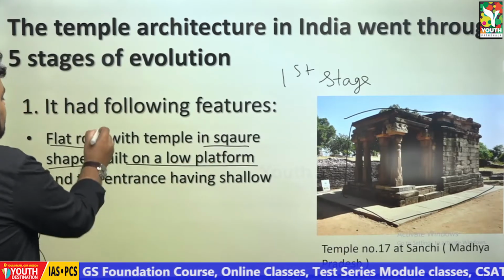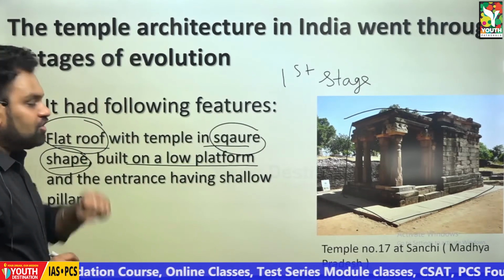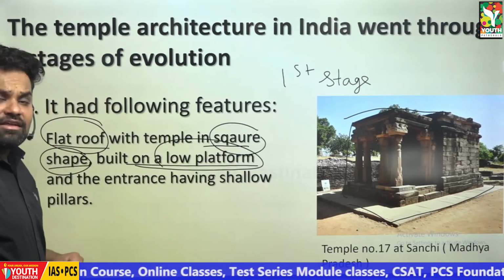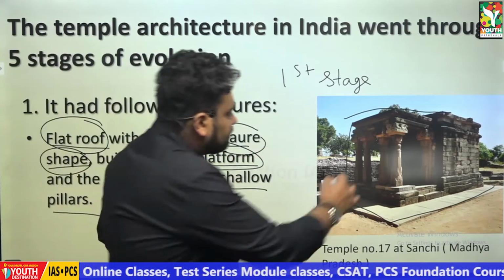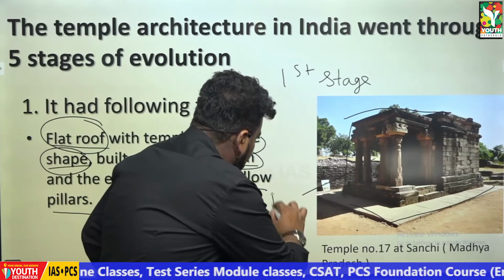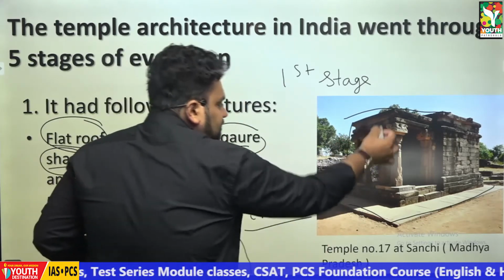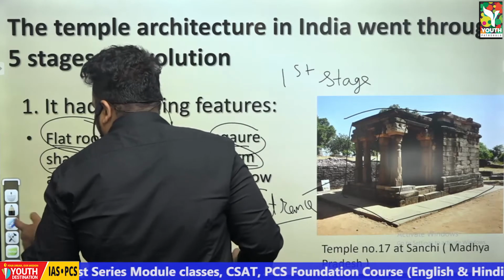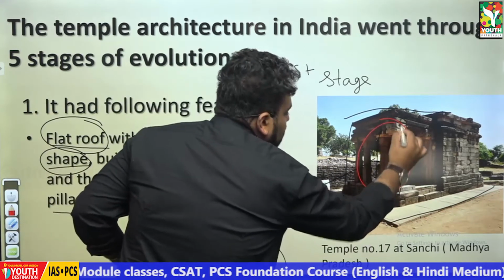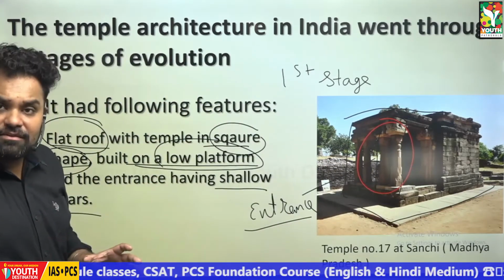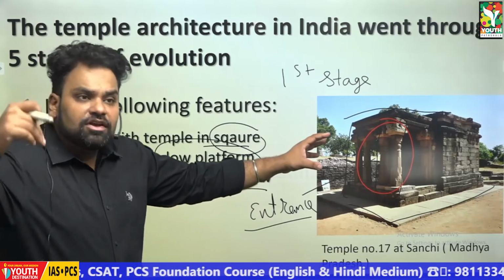The flat roof is the first feature which you need to understand in the first stage. Square shape, which you can see on the board. Low platform, this is another keyword for the exam. And the entrance has shallow pillars. If you see the entrance to the temple, the pillars here are not very elaborate and not very big. They are smaller in size, right? And these features are going to get more developed as we move further into history, right?